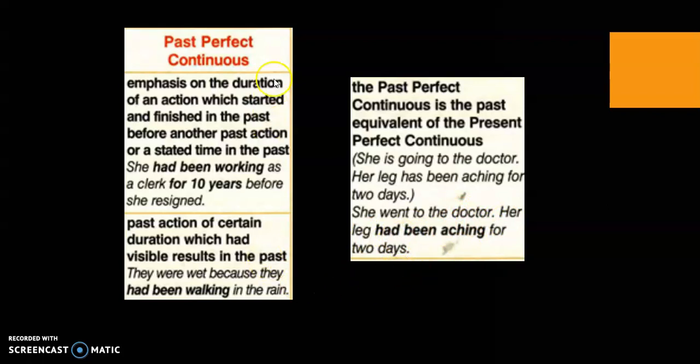As regards the form of past perfect continuous, we have had, been, the past participle of the verb to be, and then the verb with ing.